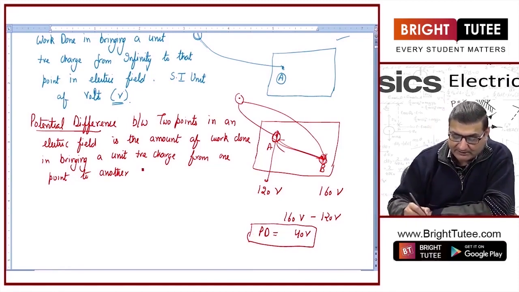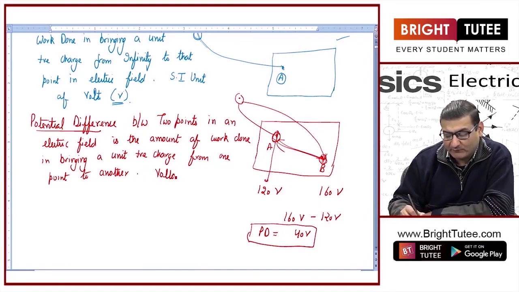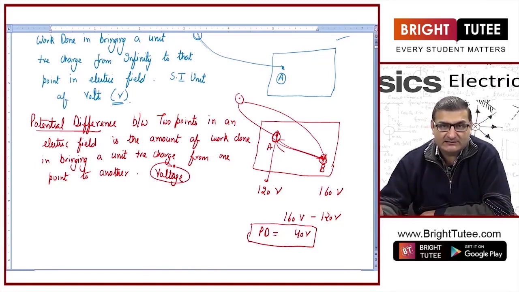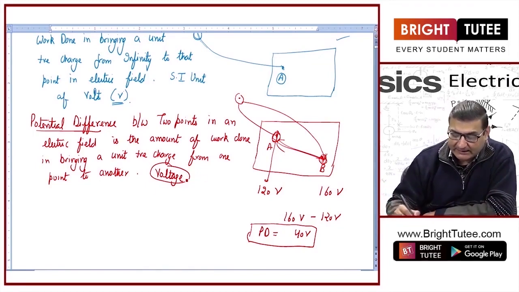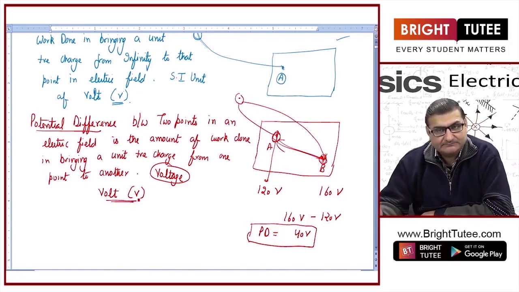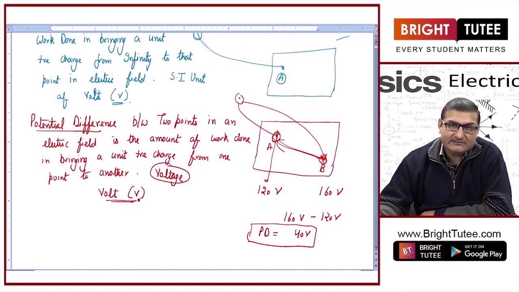Now this potential difference is also termed as voltage. We are more familiar with this particular term, voltage, in our houses. The voltage is low, the voltage is high, right? And the SI unit is again volts, which is represented by capital V. Got it? So this is our potential difference.